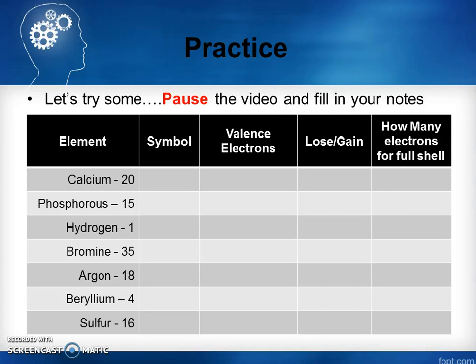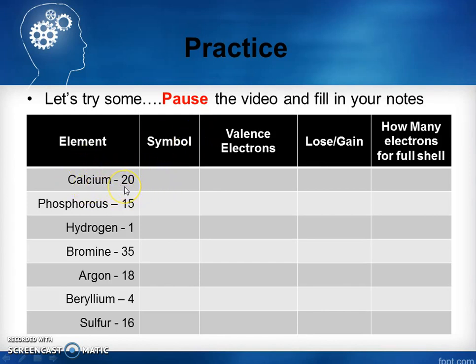So what I want you to do now is pause the video and fill in your notes. Go through and determine whether each element wants to lose or gain, and how many electrons it wants to lose or gain to get that full shell. Let's go through calcium together.